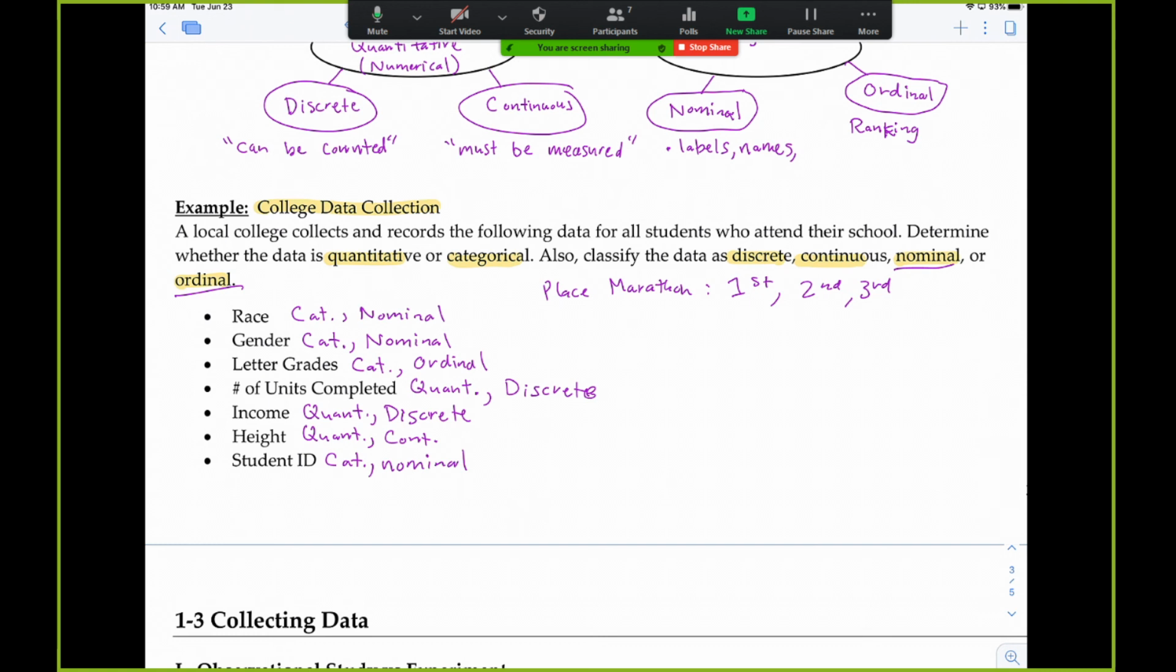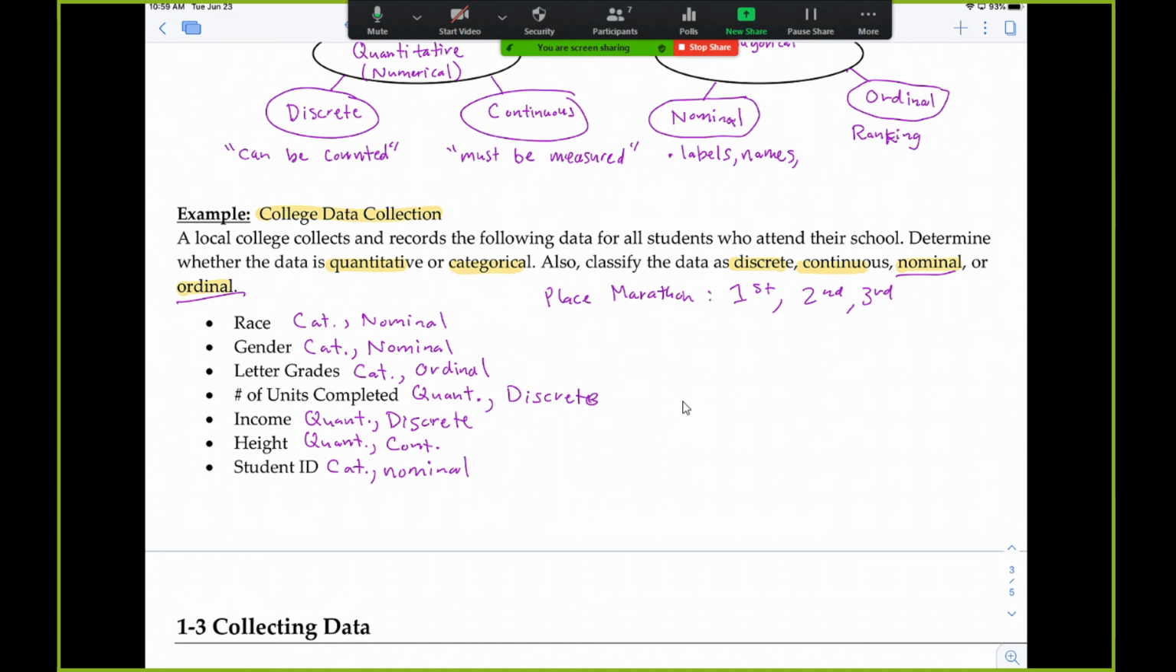All right, there we go. You've got to be familiar with classifying data. This is 1.2. So I'm going to stop the recording here. If you have any questions, again, rewatch this video or send me an email.